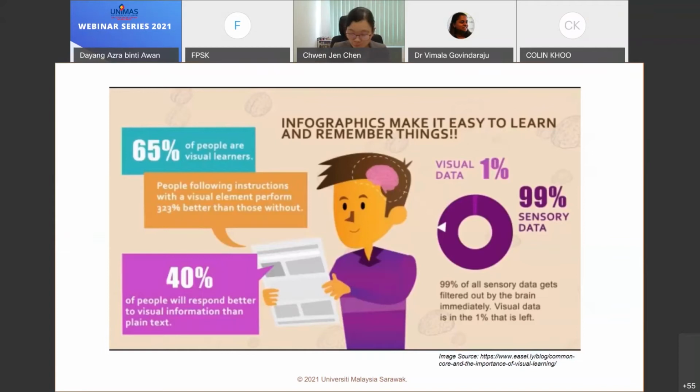Okay, just want to point out here that if you look at this infographic, it says that 65% of people are actually visual learners, yeah. And then another fact here is 99% of all sensory data gets filtered out by the brain immediately, and only visual data is in the 1% that is left. So we have so much information coming in through our senses, okay? But actually 99% are not getting into our brain. Only 1% gets into it. And visual data is part of that 1%.